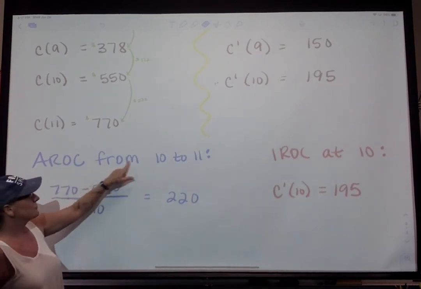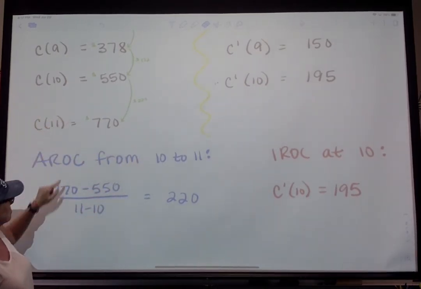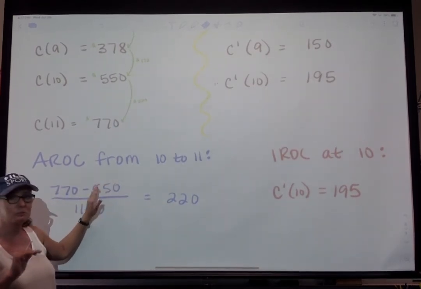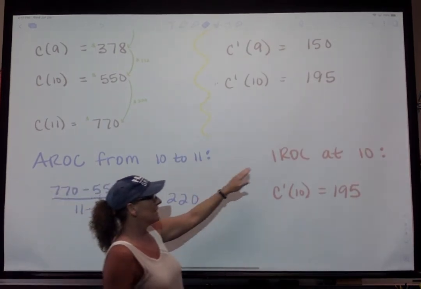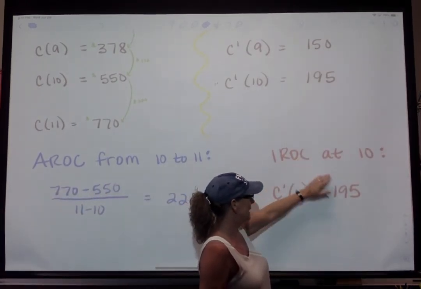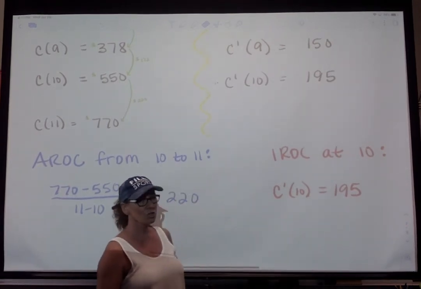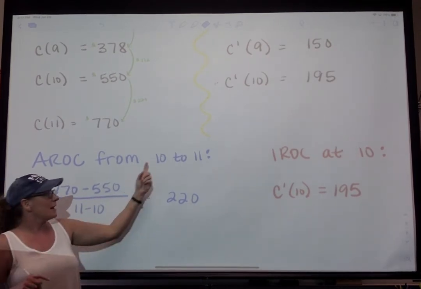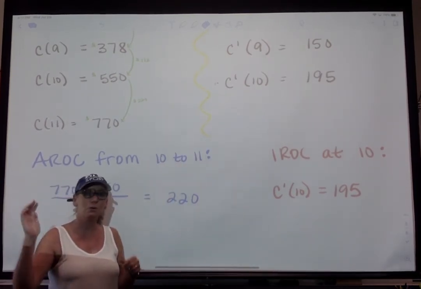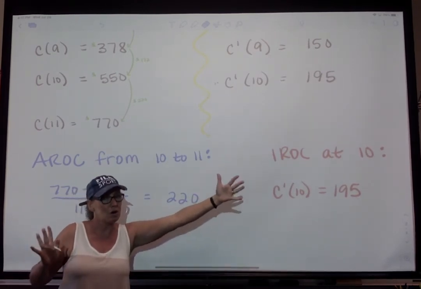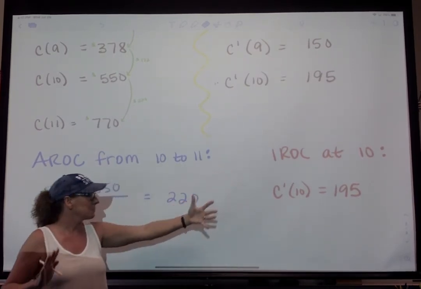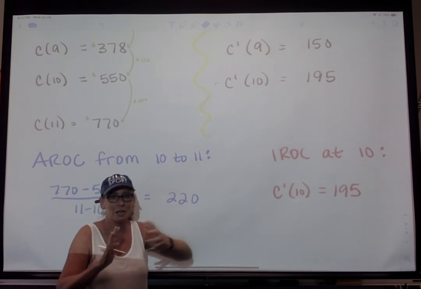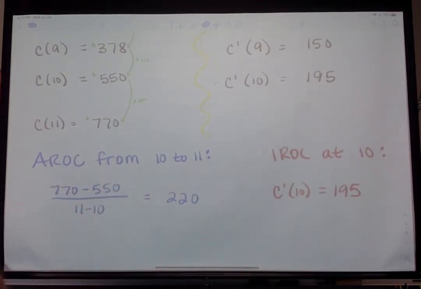see how if I do average rate of change from 10 to 11, I'm going to do y2 minus y1 over x2 minus x1, it's 220. That's the average from 10 to 11. The instantaneous rate of change at 10 is 195. Do you know why they're not the same? Because from x equals 10 to x equals 11, if I were to graph those, they would be too far apart. If I'm going to compare average to instantaneous, I really want those x values to become closer and closer and closer together.